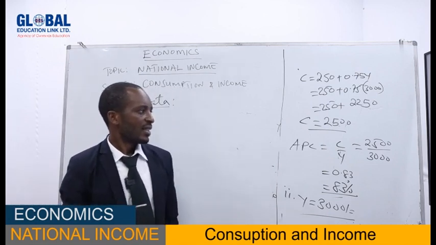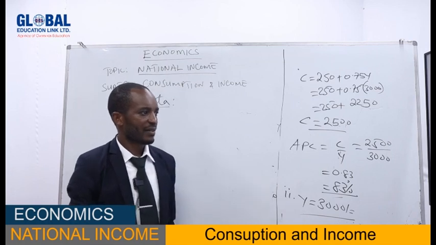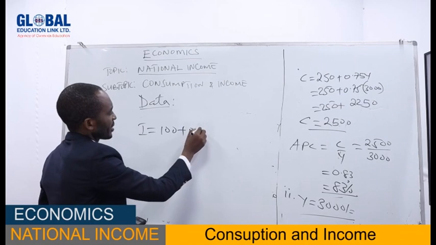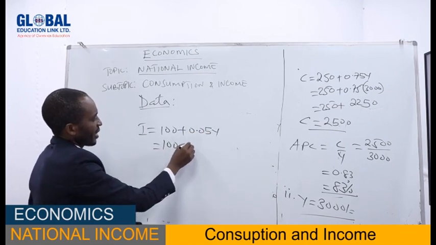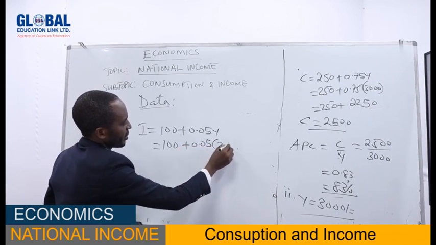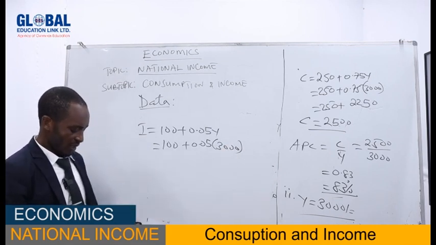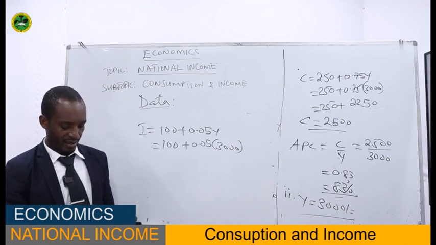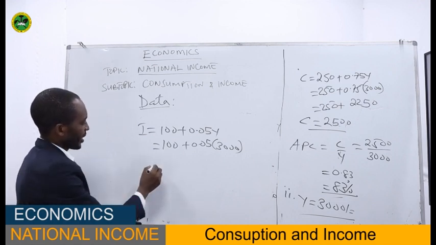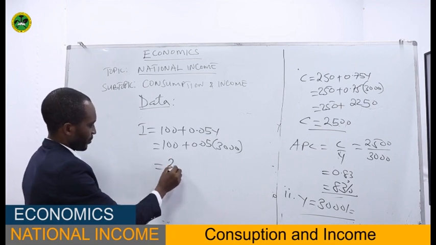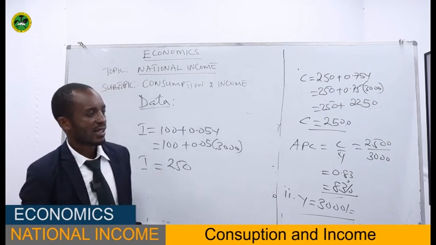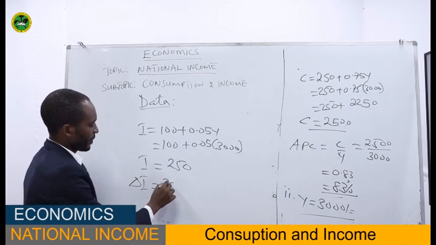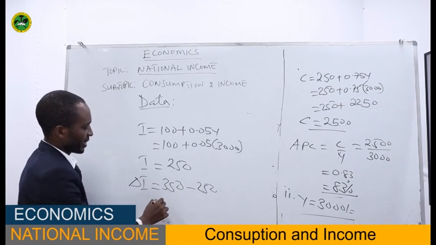So if the investment changed to 350, we know our investment equation is 100 plus 0.05Y. So when you substitute the income data, it will be 0.05 times 3,000. So take your calculator, 0.05 times 3,000, then you add. So the investment will be 250. So if the investment increased to 350, it means the change in investment will be equal to 350 minus 250. So when you subtract, you get 100.